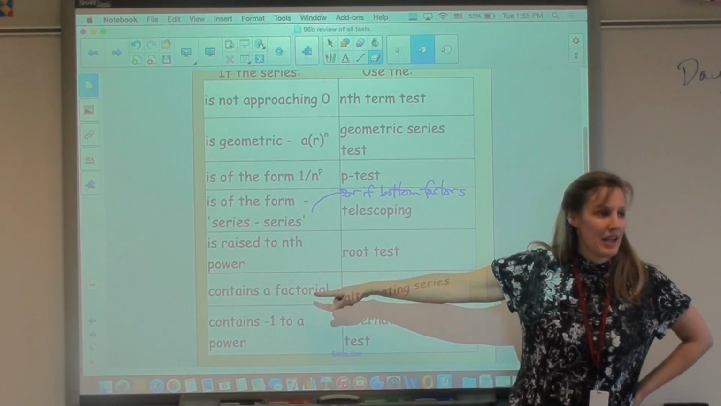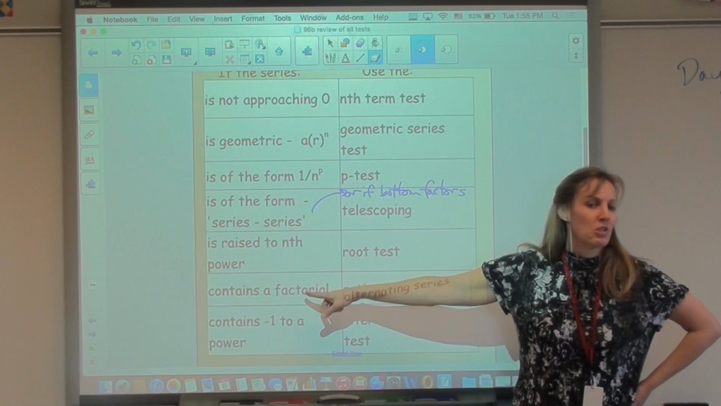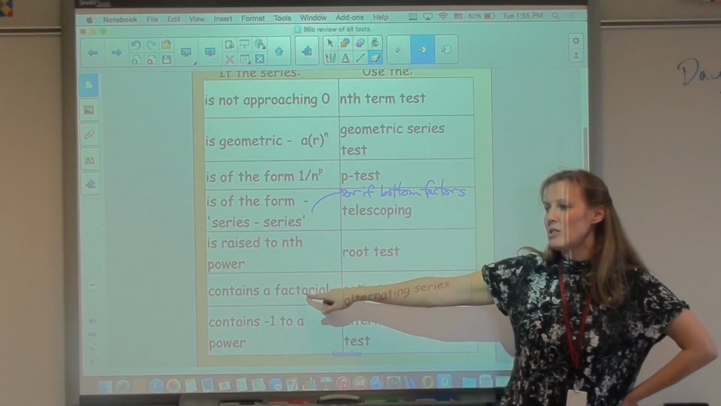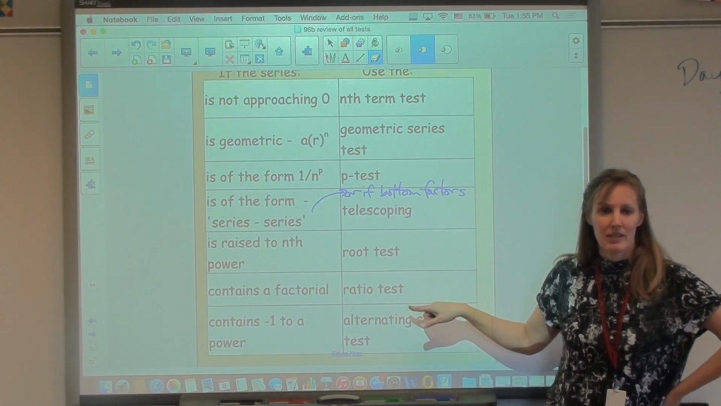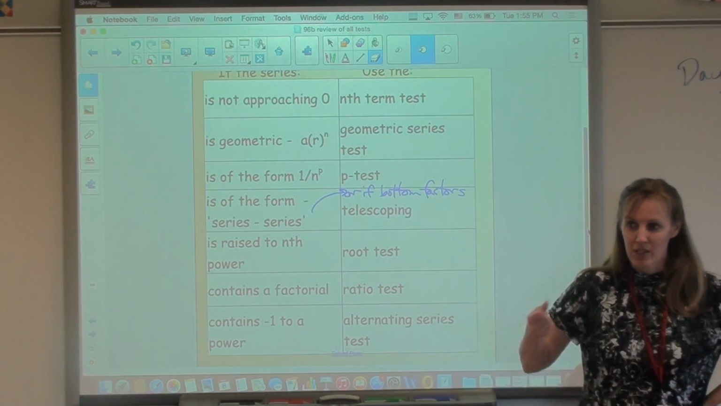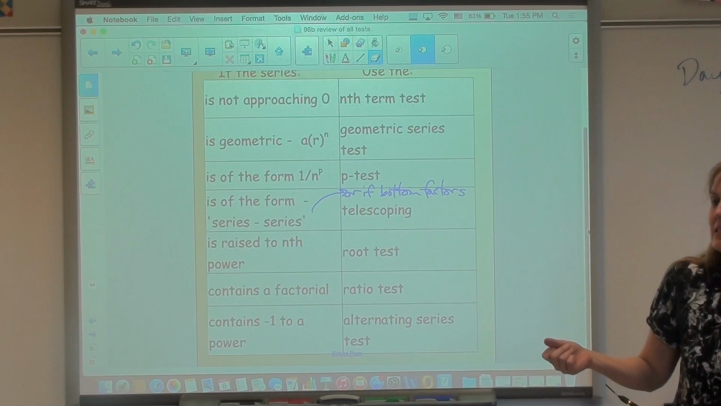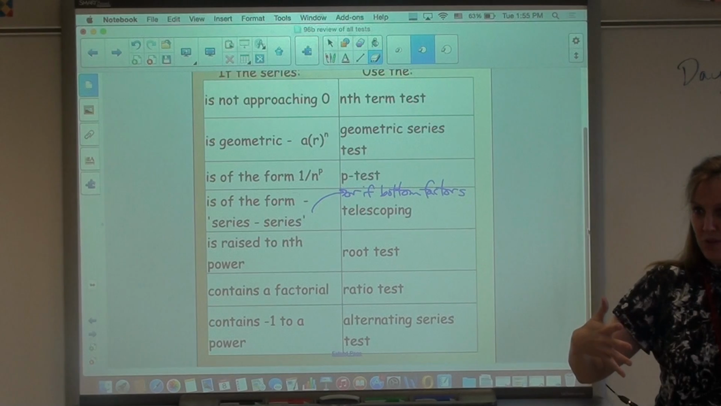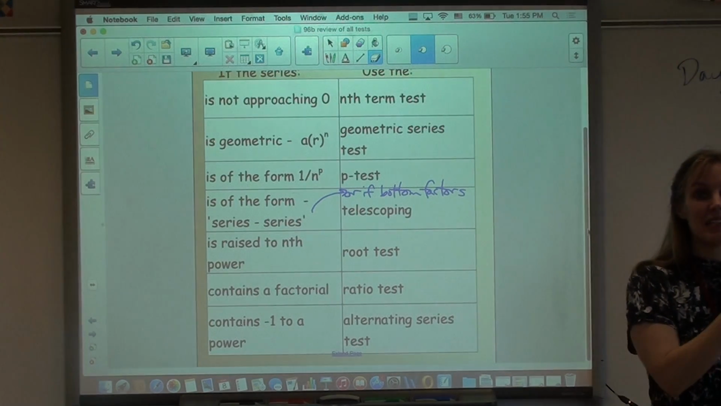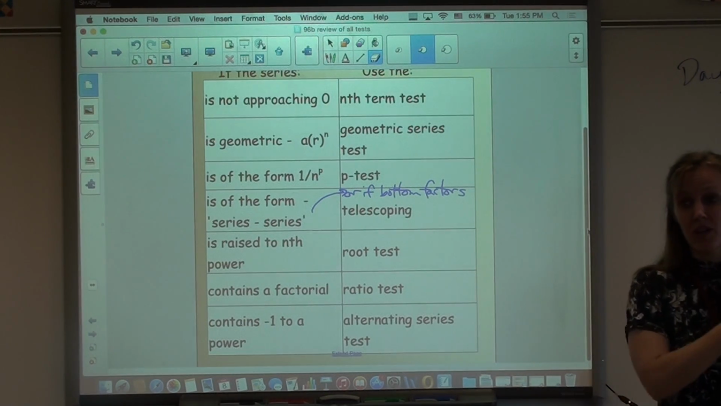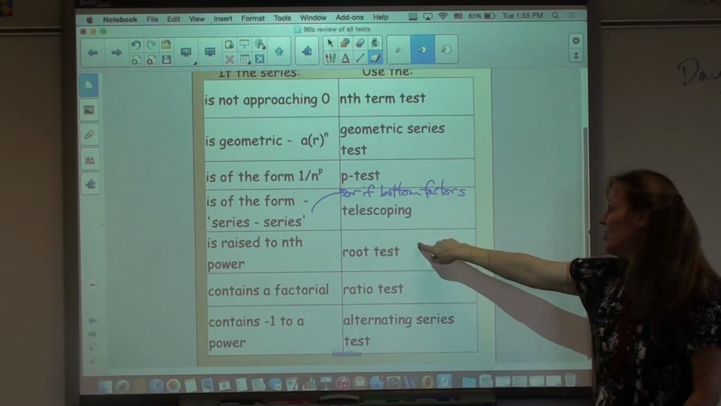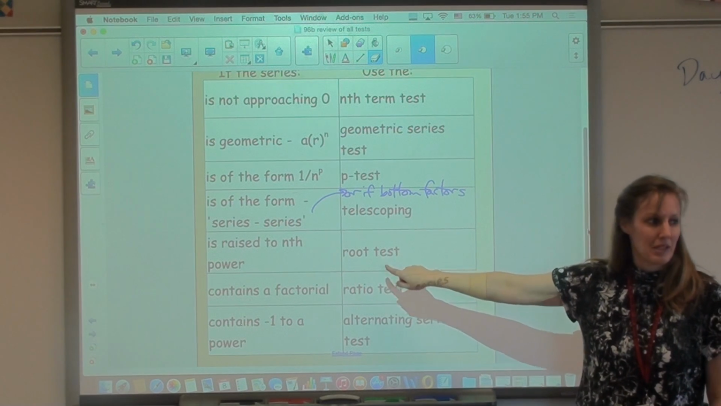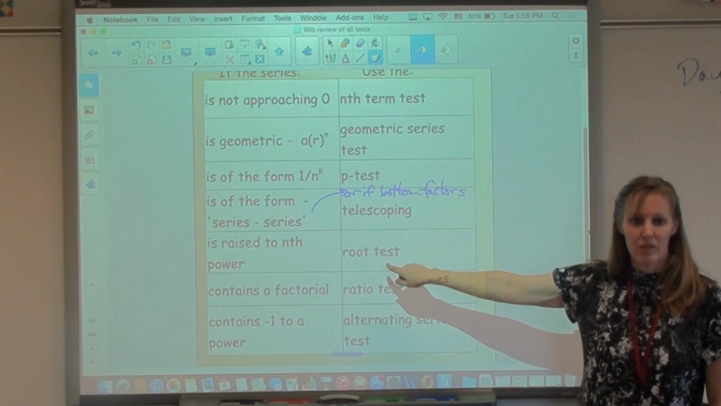If your series contains a factorial, that's almost an automatic ratio test. All right? So anytime you've got a series with a factorial, you want to apply the ratio test. I'm losing you, but don't worry, I'll get you back. Ratio test, remember, says if you take the limit of the n plus 1th term over the nth term, and that limit is less than 1, it converges. Greater than 1 diverges. Same with root. Here you take the nth root, and you take the limit as n approaches infinity. If the limit is less than 1, it converges. Greater than 1 diverges. Right?